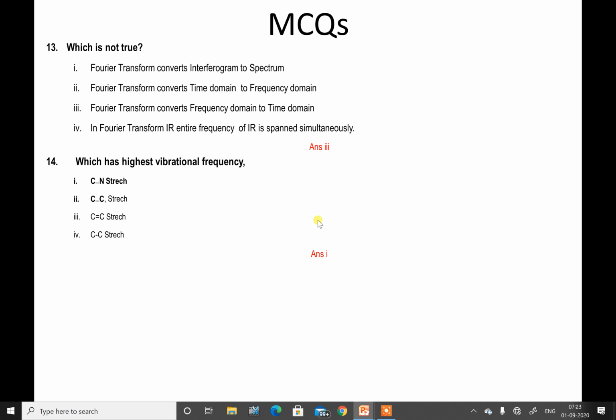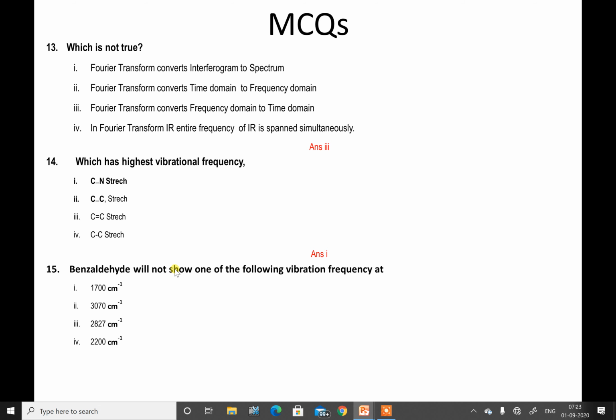Which has the highest vibrational frequency? CN stretch, CC triple bond stretch, CC double bond stretch, CC stretch. So CN stretch, C triple bond stretch. This is a cyano or nitrile. That is the highest, and that comes around 2200 plus. Okay.